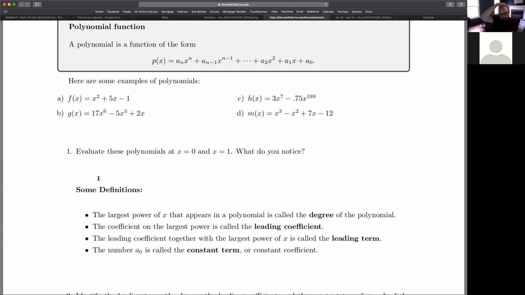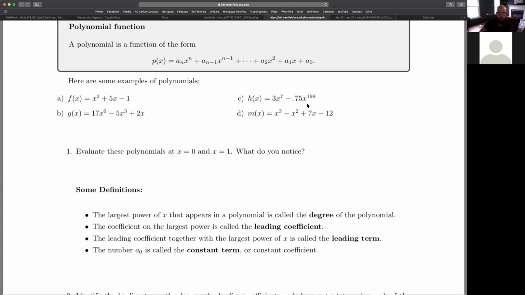Okay, once we've identified that, the leading coefficient is often very interesting for us. It can help us define behavior for polynomials. It's the coefficient that goes along with that highest power. So going through A, B, C, D here, let's identify our leading coefficients. Over here, the leading coefficient is 1. For the 6th power, the leading coefficient here is 17. Again, C is the tricky one, where we say, hey, this is the 199th power. The coefficient is -0.75. And over here, our leading coefficient again would be 1.